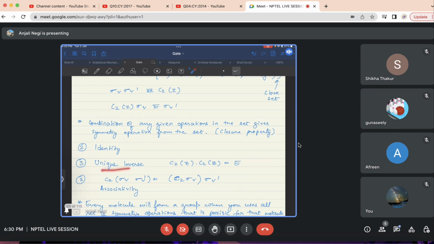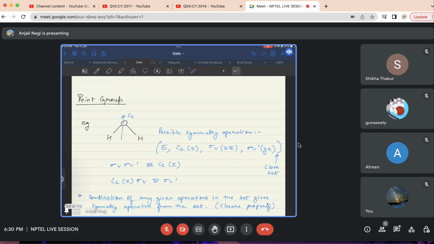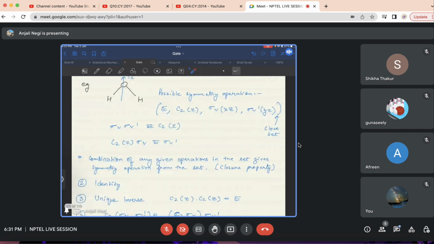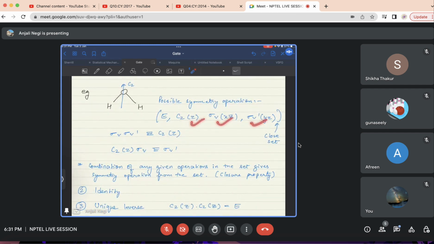And the third one is the unique inverse. So there must be one inverse which should be unique for every operation. So for example, if you look, when you apply a C2 symmetry operation and then you again apply the C2 symmetry operation, you will get the identity E. You can just look into the molecule, apply C2, so this will reflect here, okay, and this will reflect here. And again, if you apply C2, then it will get back to the same configuration, giving me the operation like identity. And you can check that for every operation that you have written down in the given set.